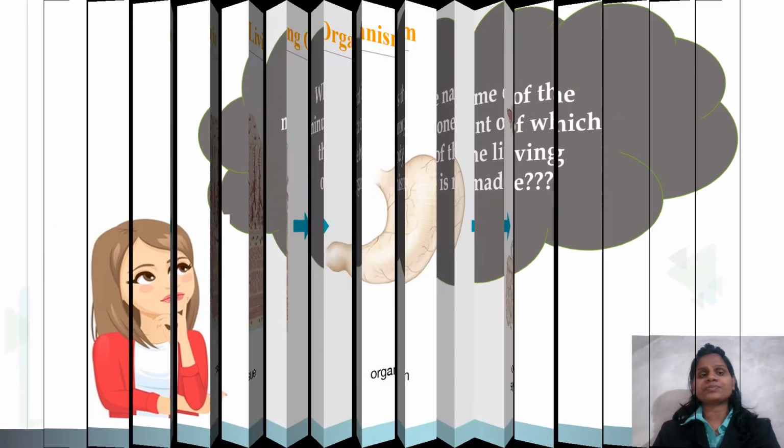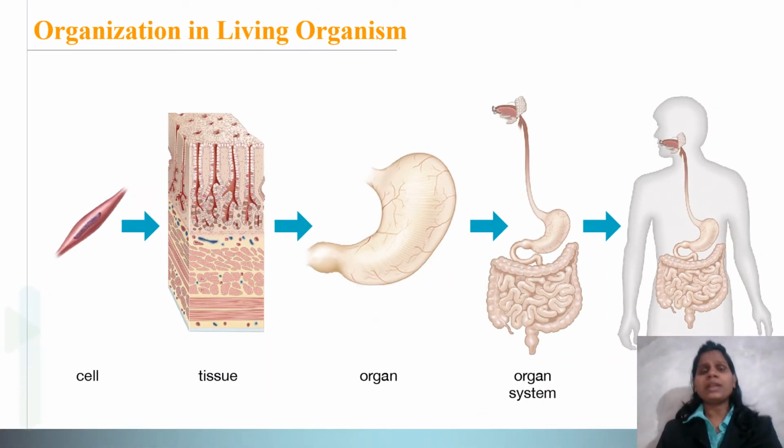Now, as we know, in a book, the smallest part is the alphabets, that is A to Z. From alphabets, words have been made. From words, units make a sentence. Sentences come together and make a paragraph. Paragraphs make a chapter, and different chapters make one book.